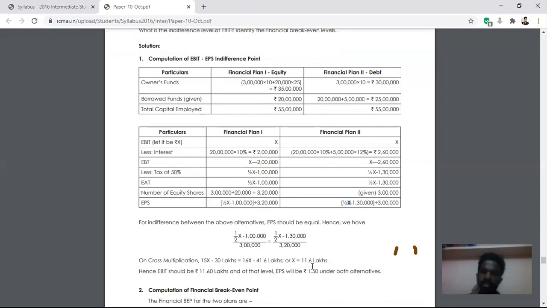Okay, X, that is EBIT, is equal to 11.6 lakhs, that is 11 lakh 60,000, and at that level EPS will be 1.5 under both the alternatives. That's all. Simple. At 11.6 lakhs, there will be the indifference point of EPS. That is, EPS will be 1.5 under both the alternatives.